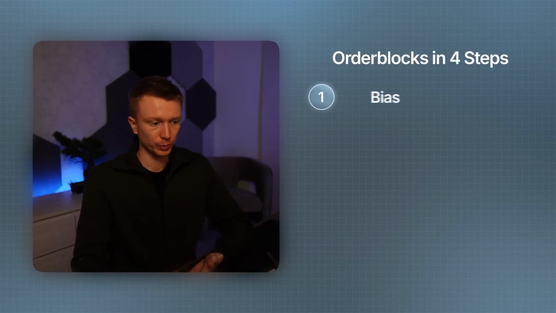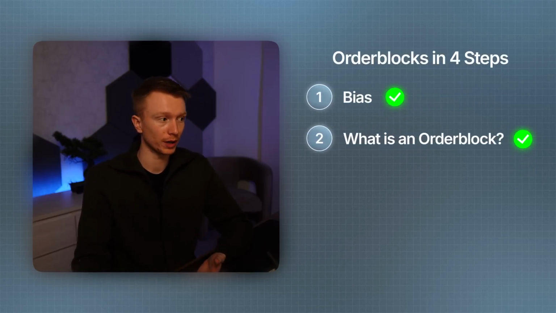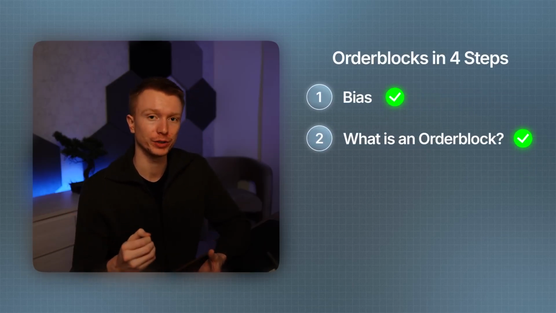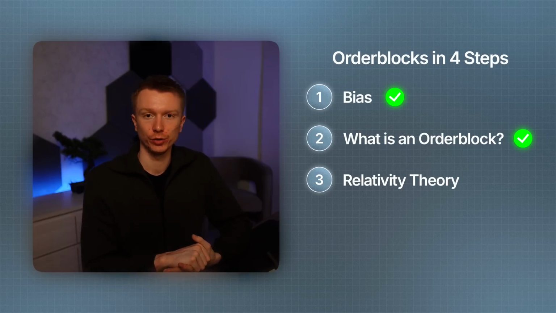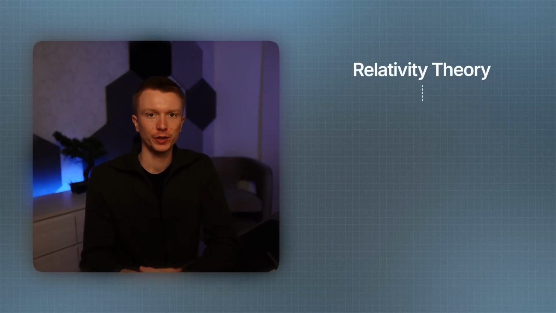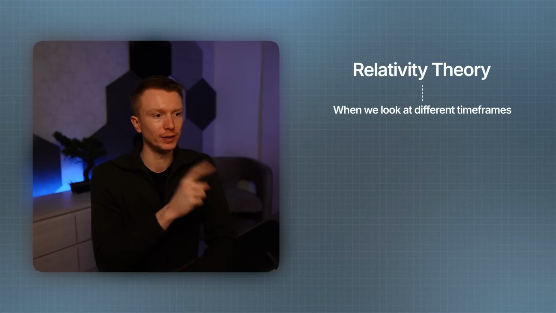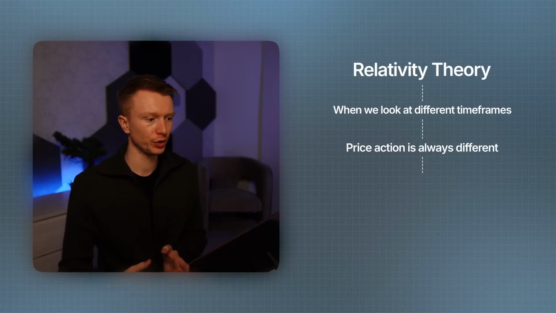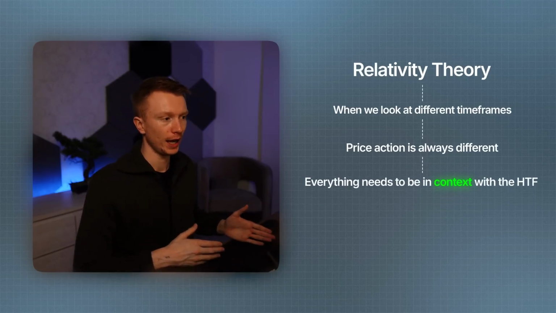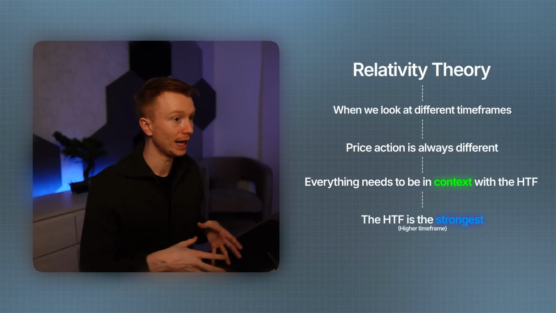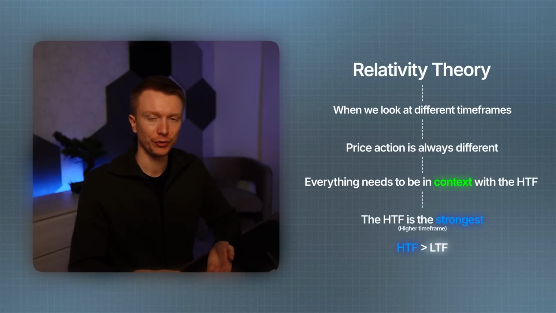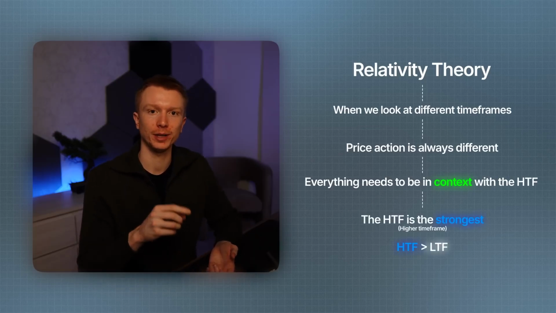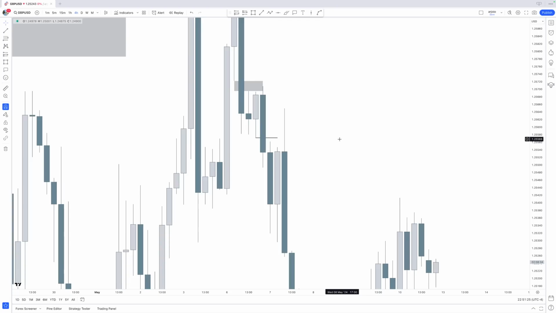So we understand bias, we have a good understanding of what an order block is in alignment with that bias as well. So the third step is the relativity theory. And the relativity theory is essentially, whenever we look at different time frames, price action is always going to be different. So we need to make sure that we have everything in context. And I mean in context of the higher time frame. The higher time frame rules, as in the higher time frame is the strongest time frame. So if we look at the top left, we have the monthly, the weekly, daily, 4 hour, 1 hour, 15 minute, 5 minute, and 1 minute.